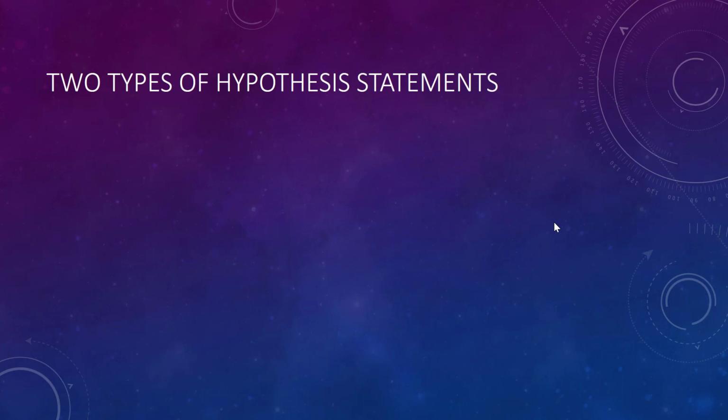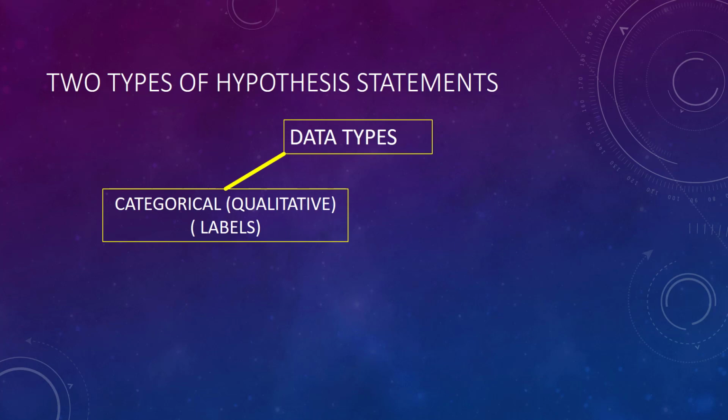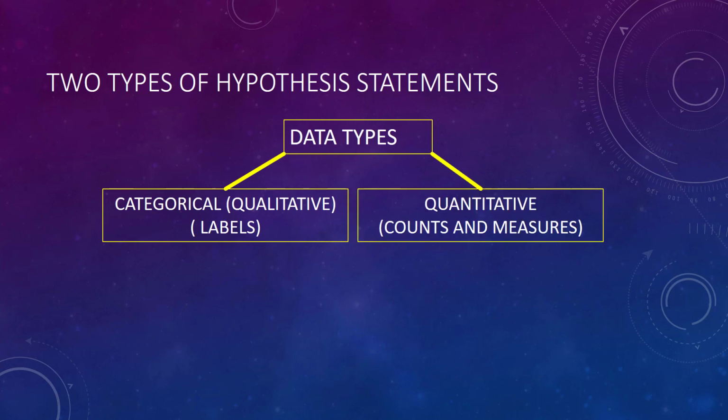In addition to considering whether we are performing a left-tailed, right-tailed, or two-tailed test, we must also consider what type of data we are being given. Remember, the two main types of data are categorical, also called qualitative, which are labels. The other type of data is quantitative, which are counts and measures.